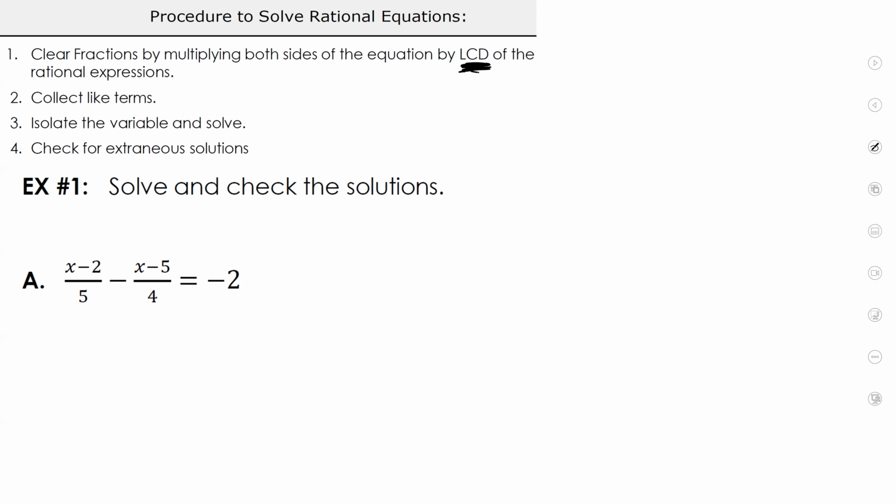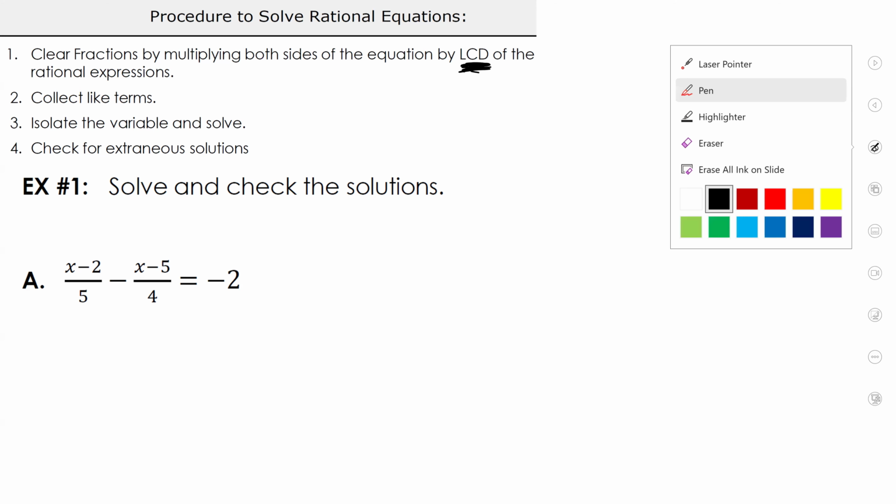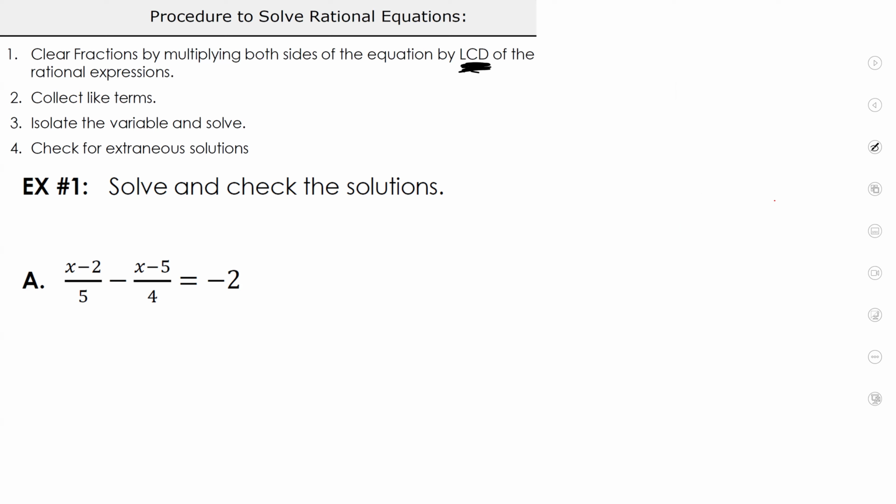If I wanted to make these the same, do not copy this down. I could turn this into 20 by multiplying by 4, and I can turn this into 20 by multiplying it by 5. So the common denominator is 20. They would both become 20. Does that make sense, guys? So everyone write this down. The least common denominator is 20.